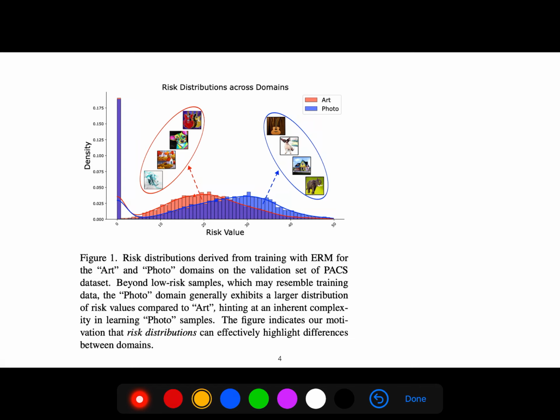So you see the risk distribution derived from training with ERM for art and photo domains on the validation sets of PACS datasets. Beyond low-risk samples, which may resemble training data, the photo domain generally exhibits a larger distribution of risk values compared to art, hinting at an inherent complexity in learning photo samples. The figure indicates our motivation that risk distributions can effectively highlight differences between domains.